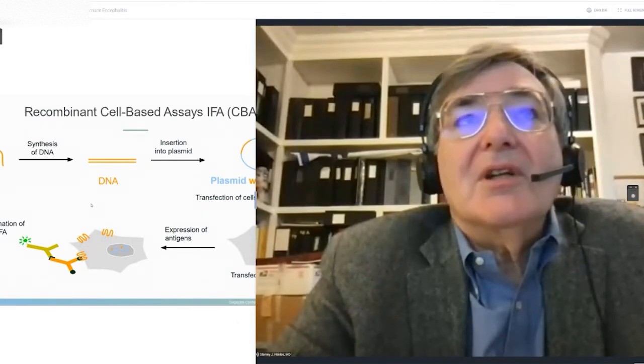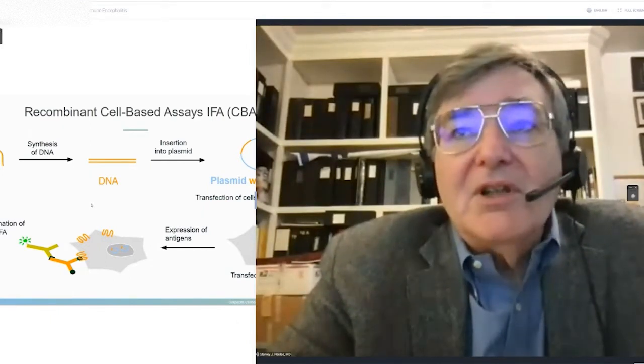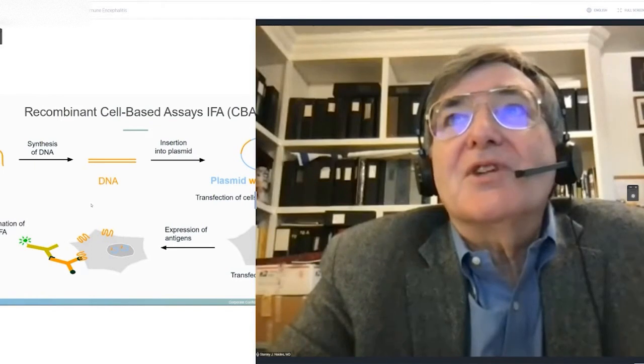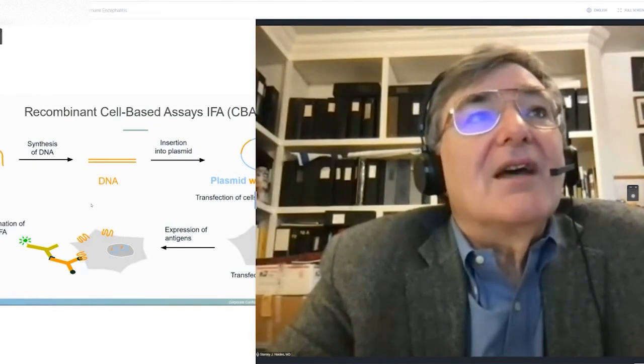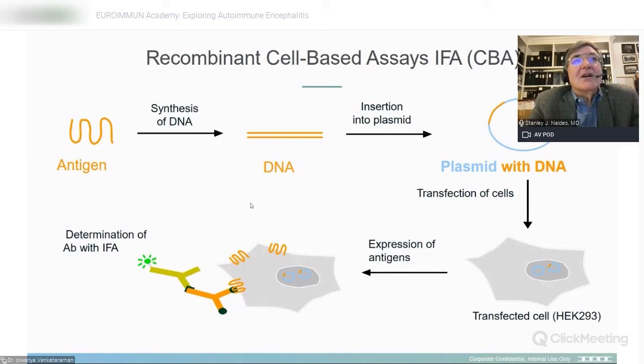So typically, as many of you already know, this is the wonders of technology that was developed in the 1980s and 1990s, in that an antigen is identified, and the DNA that corresponds to the antigen is synthesized. It's placed into a plasmid. The plasmid then is used to transfect a cell, typically HEK293 cells, which then express the antigen on the surface.